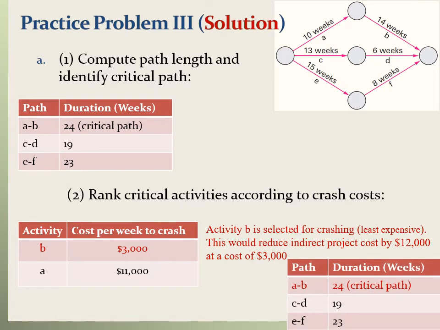So the critical path is AB. We crash activity B by 1 week. So this means that the length of activity B is 1 week shorter, and also the length of the path AB is 1 week shorter. So that means the length of path AB is now 23. So if you look, you see that we have a 23 here and 23 here. So path EF is also a critical path. So we have two critical paths right now.